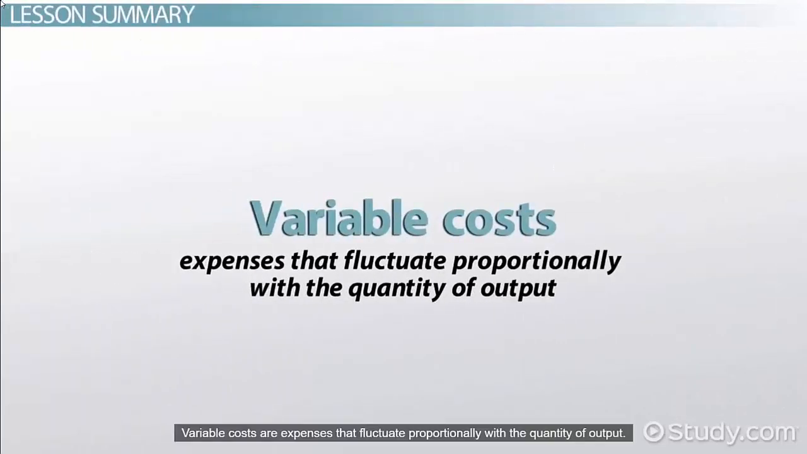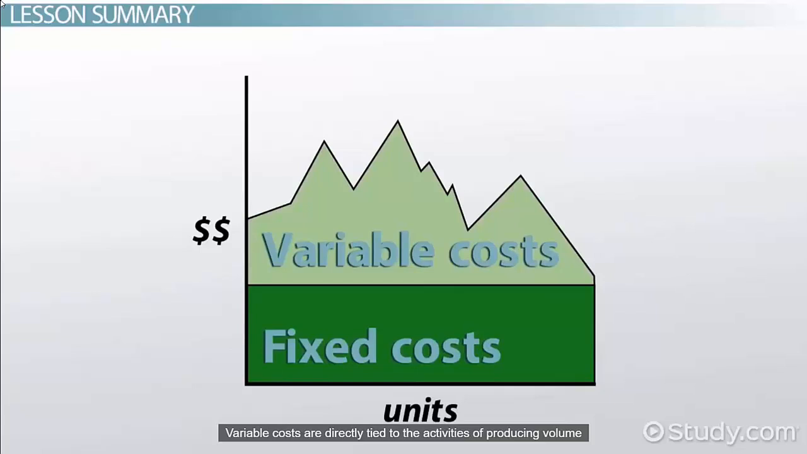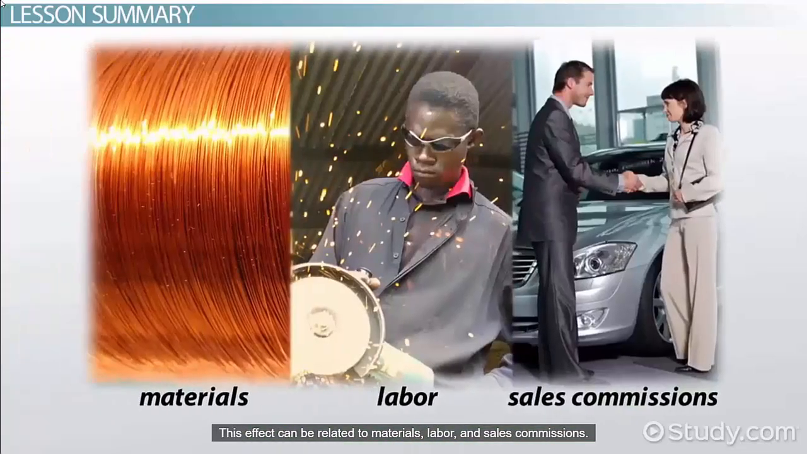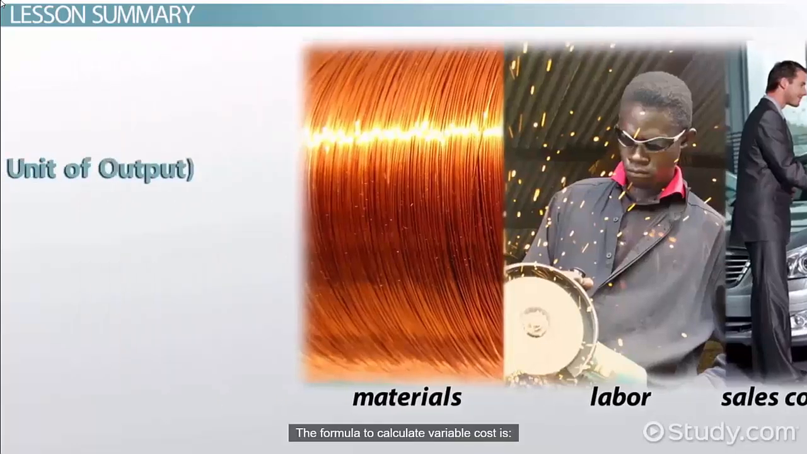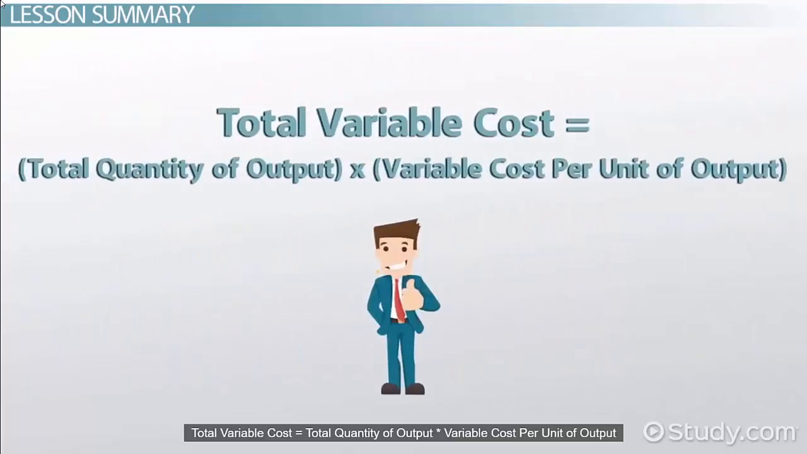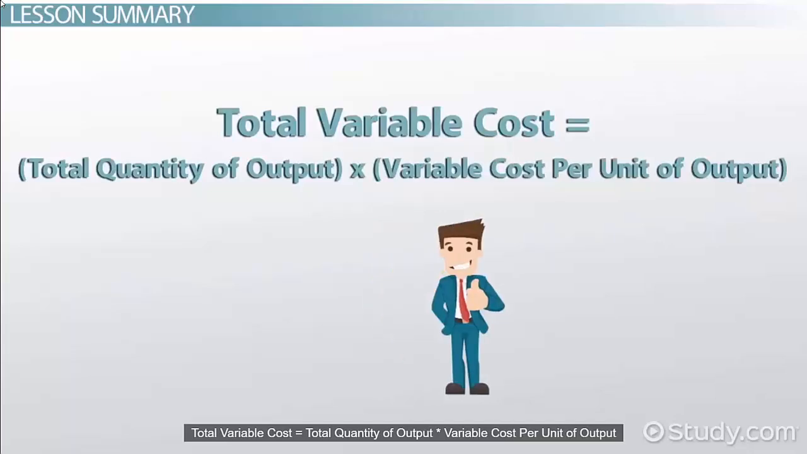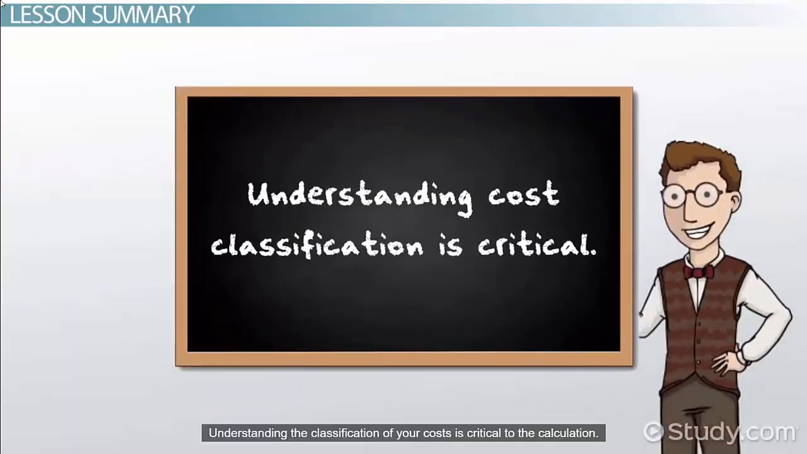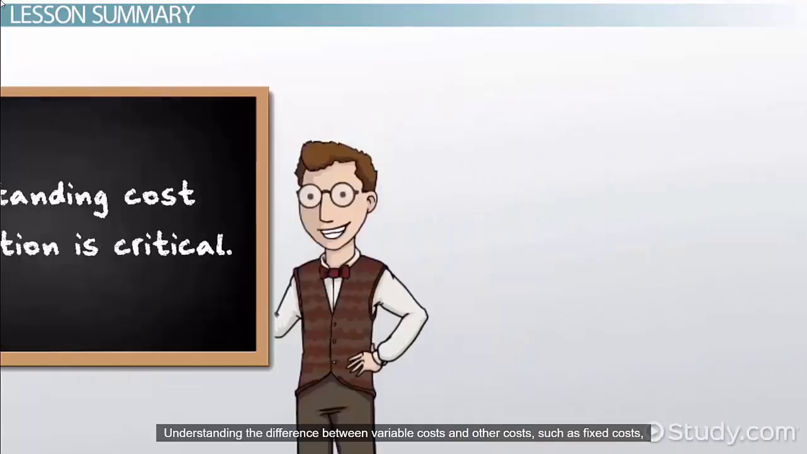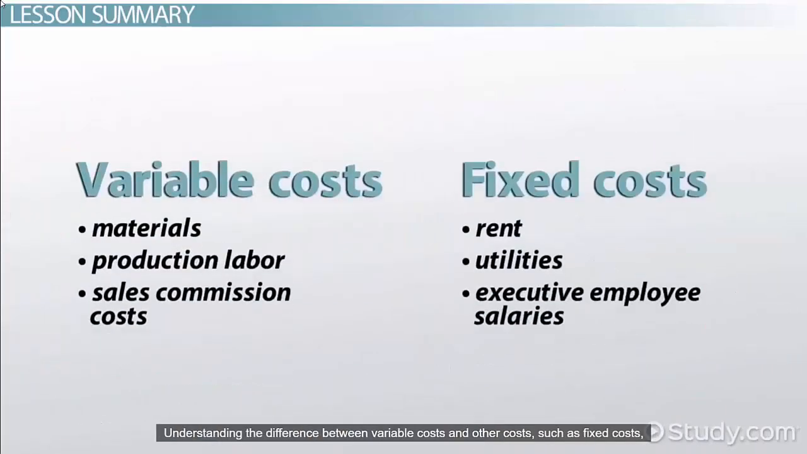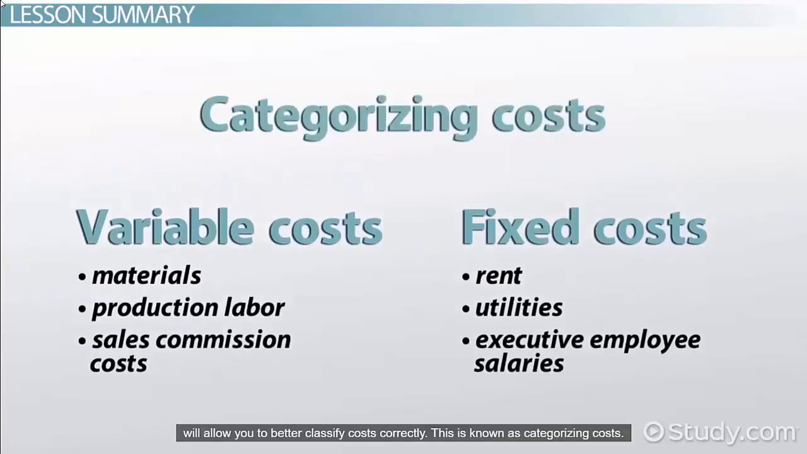Variable costs are expenses that fluctuate proportionally with the quantity of output. Variable costs are directly tied to the activities of producing volume, which rises when those activities increase and falls when activities decrease. This effect can be related to materials, labor, and sales commissions. The formula to calculate variable cost is total variable cost equals total quantity of output times variable cost per unit of output. Understanding the classification of your costs is critical to the calculation. Understanding the difference between variable costs and other costs, such as fixed costs, will allow you to better classify costs correctly. This is known as categorizing costs.